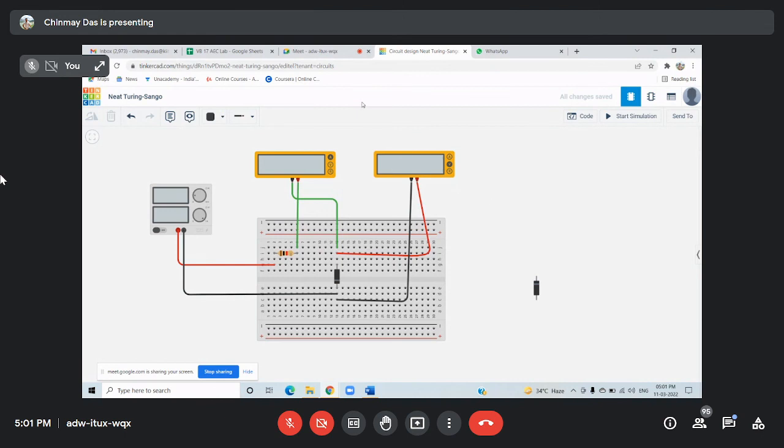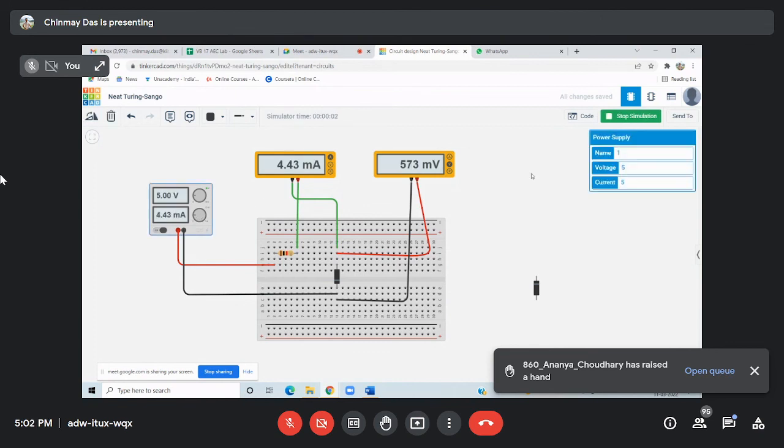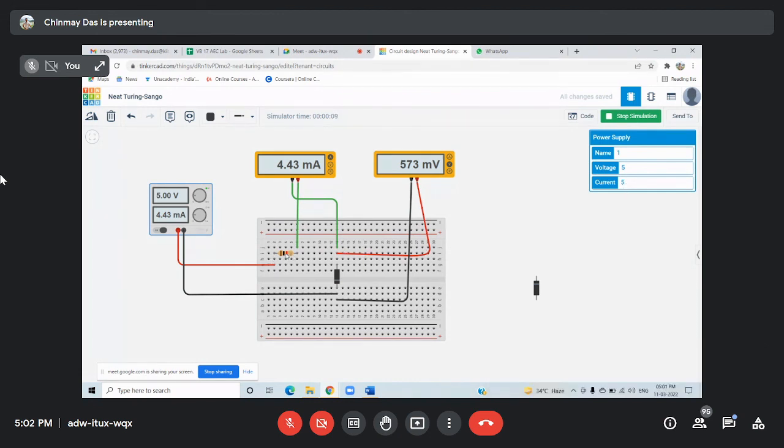Sir, in the regulated power supply, when you were changing the voltage, it was showing a current also, 5 ampere. What was that? That is fixed. No need to change the current. To limit that current, we are adding this resistor.